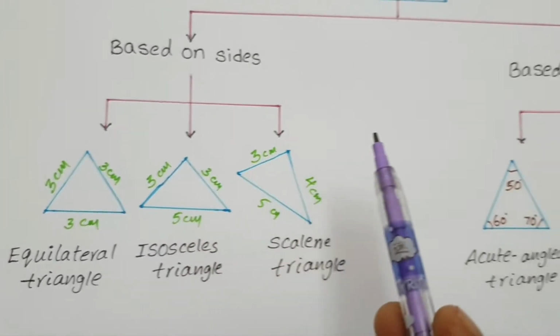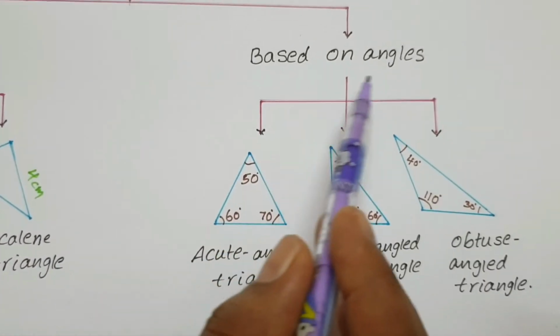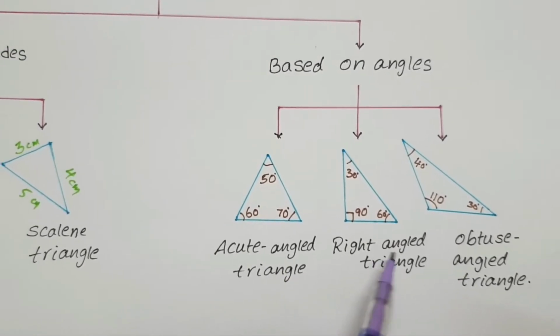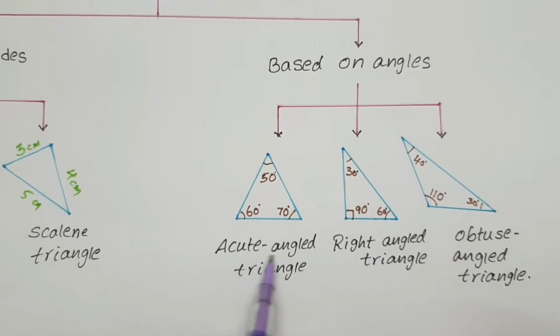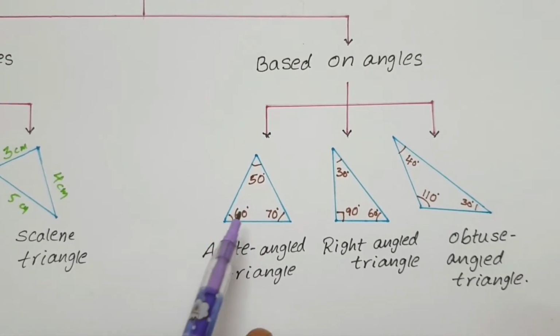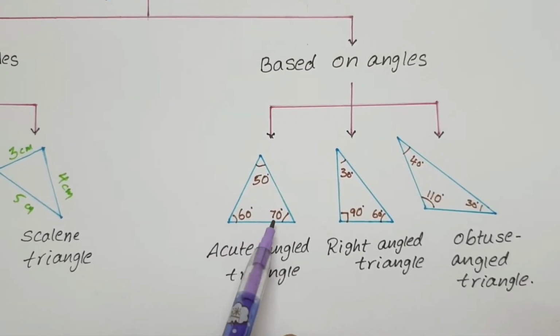Next, based on angles. So, acute angle triangle, right angle triangle, obtuse angle triangle. Acute means below 90 degrees. Each and every angle is below 90 degrees. Here 50, 60, 70 degrees.